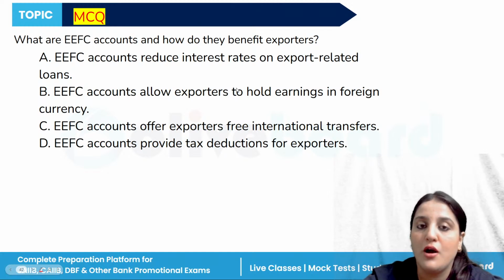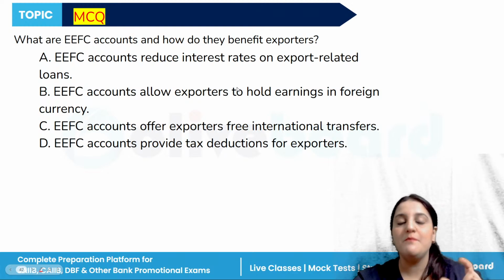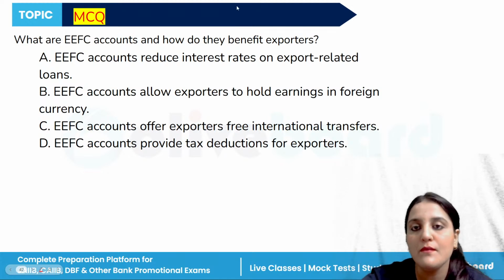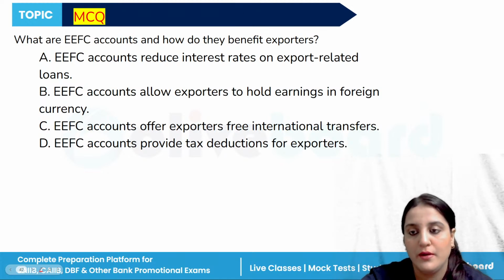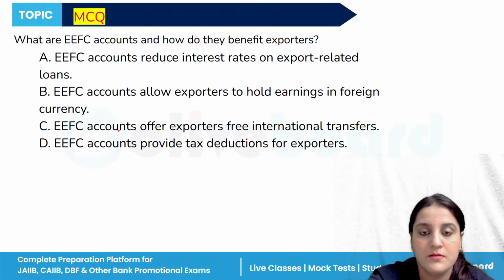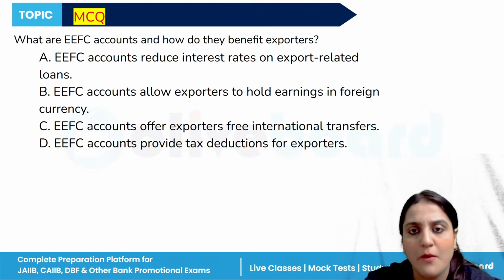Okay, so if we talk about the EEFC account, it is a type of account that allows individuals and companies to store foreign income in the original currency. And also here, the options are given. Let's read the options.